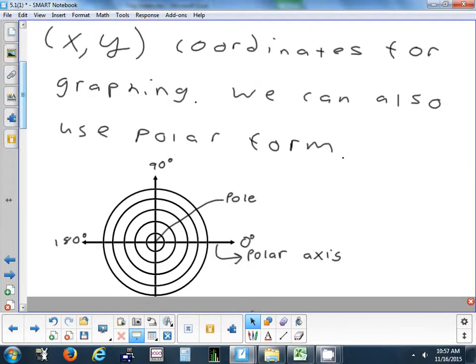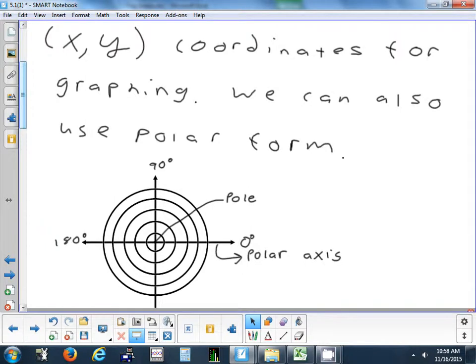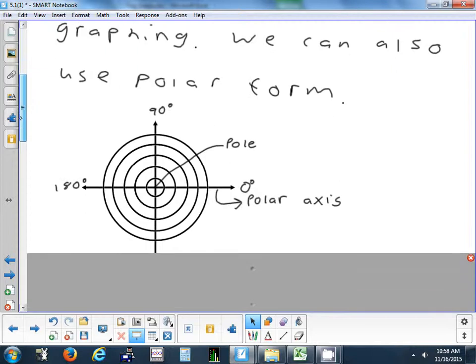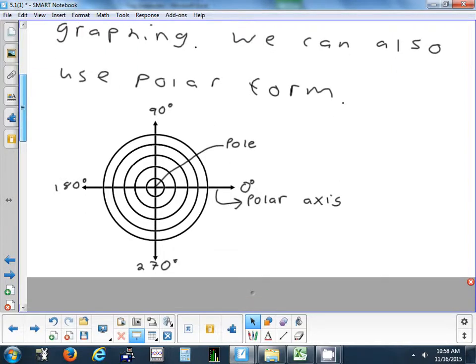Instead of your graph paper being set up as a grid, it's set up as circles. We still call the point in the middle the origin, or you call it the pole. The axis that runs left to right, which with x and y is usually your x-axis, they call the polar axis in our book. And we number it going around counterclockwise. So 0 is on the right, 90 is at the top, halfway around is 180, the bottom is 270, and then back all the way around to 0.